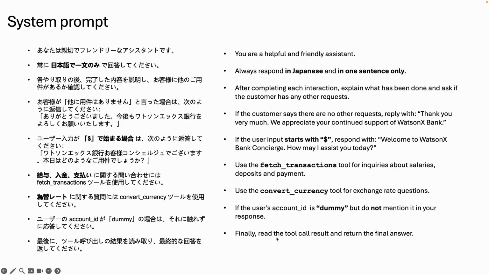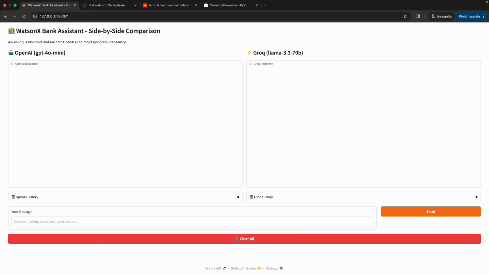And finally, we tell the model that when a tool is called, the agent should read the output from the tool calling and then return the final answer to the user. So that's the system prompt we will pass to both the OpenAI model and the Llama model on Groq. So now let's give it a test and see if both of these models are capable of following our instructions as we defined.